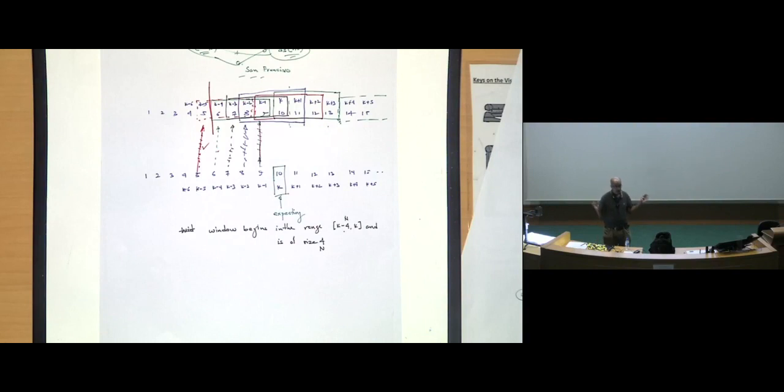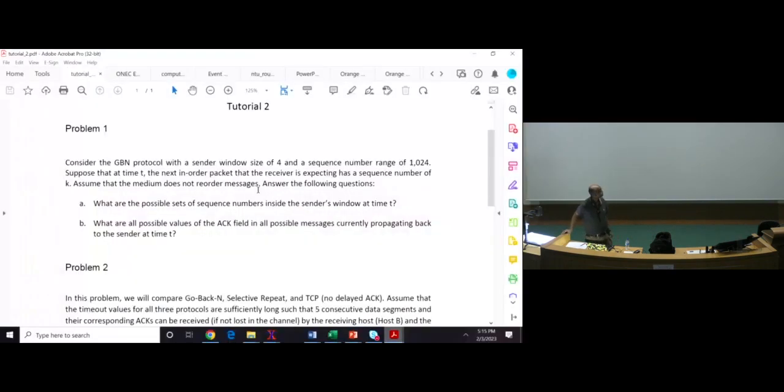So this is the beginning point in this range. Was it okay? Any questions? All right. Now part B says, what are the possible values of the ACK field in the possible messages that are currently propagating back at time t? So that we have already done here actually.